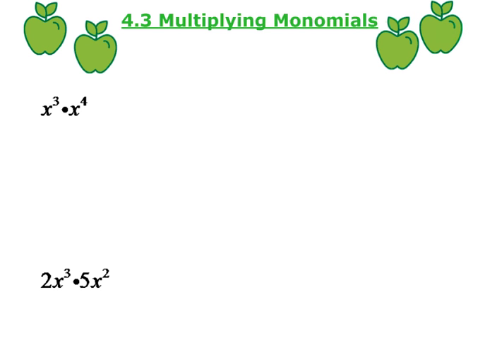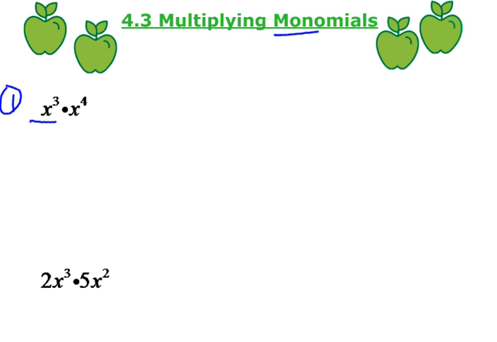This lesson is multiplying monomials, chapter 4, section 3. When we're multiplying monomials, we're talking about problems that don't have any addition and subtraction in them. Our first one is x to the third times x to the fourth.